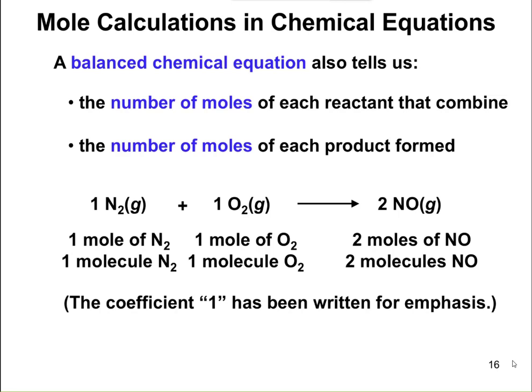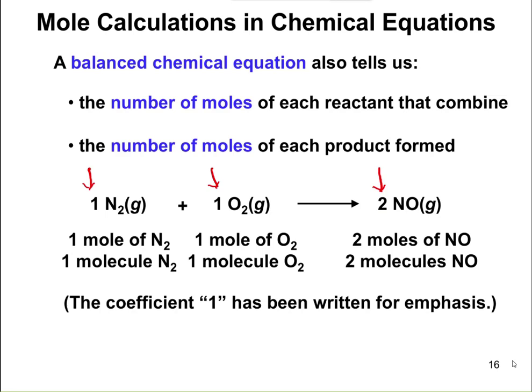Once we have that balanced chemical reaction, the coefficients that we have, in this case the 1 and the 2, and again, usually you wouldn't write 1s as coefficients, but they're there for illustration here. Those tell us that you could have 1 molecule of N2 reacting with 1 molecule of O2 to form 2 molecules of NO. Another way to say that would be 1 mole of N2 reacting with 1 mole of O2 to form 2 moles of NO.